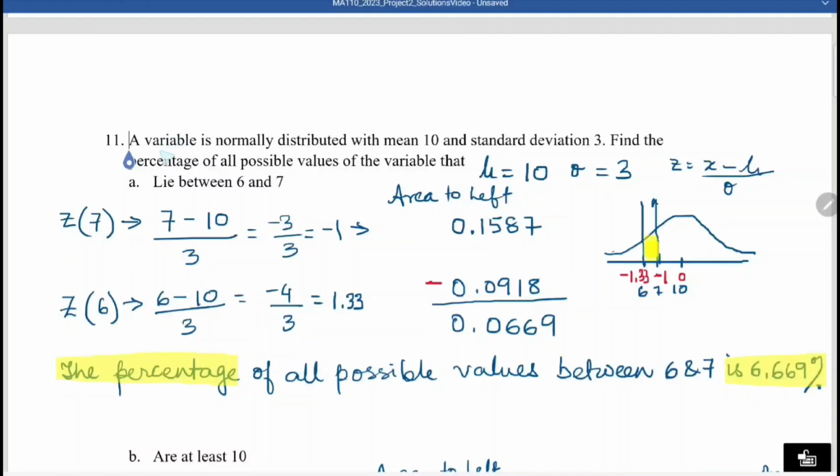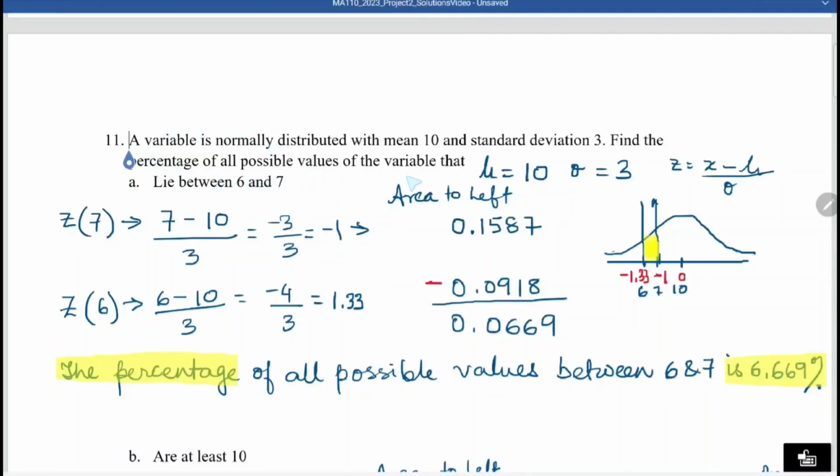All right, so let's read this. It's a pretty straightforward problem. It's not an application-based word problem, but let's read through it first and understand what we have to answer. It says here, a variable is normally distributed with mean of 10 and standard deviation 3. Find the percentage of all possible values of the variable that lie between 6 and 7.